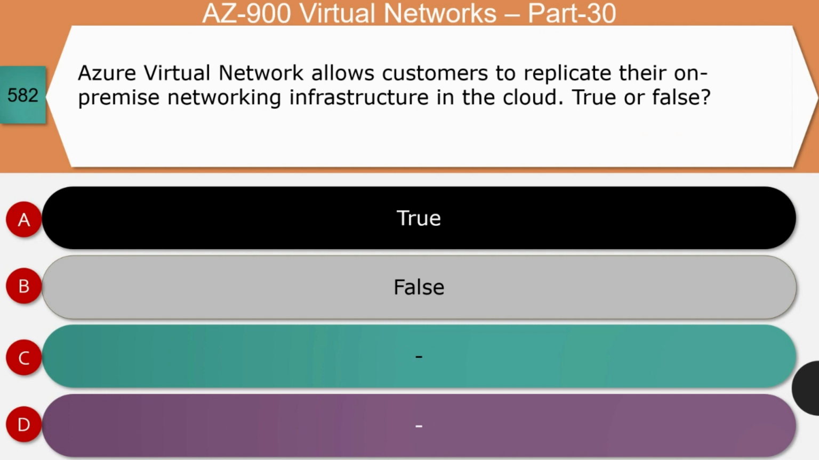Next question: Azure Virtual Networks allows customers to replicate their on-premises networking infrastructure in the cloud. Is it true or false? The right answer for this question is true. Let's see the reason. Virtual network allows customers to represent and extend their on-premises networking infrastructure in the cloud. That is, you can connect the on-premises resources with the cloud very easily. So the right answer for this question is option A.